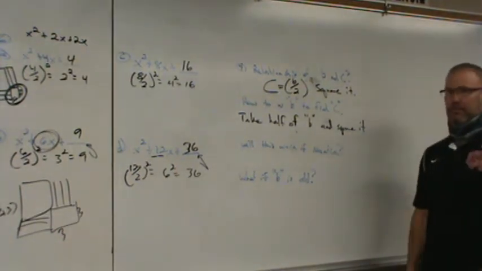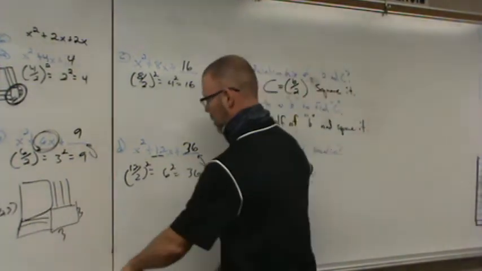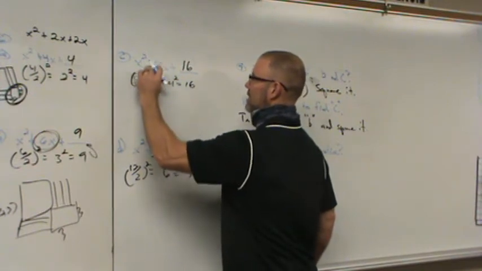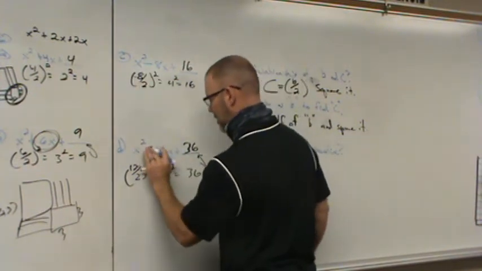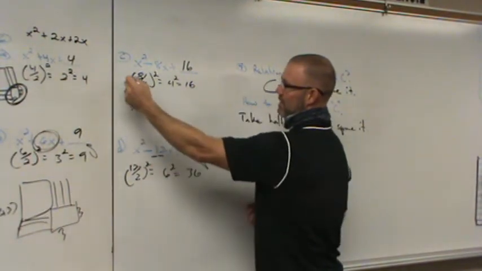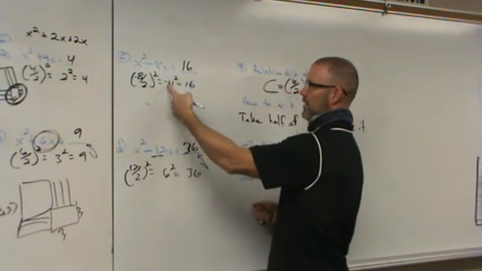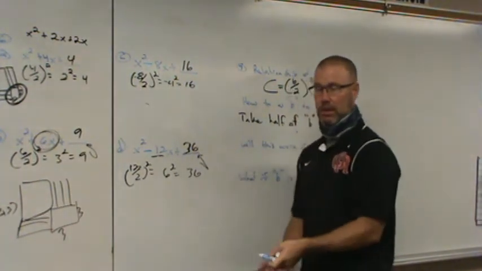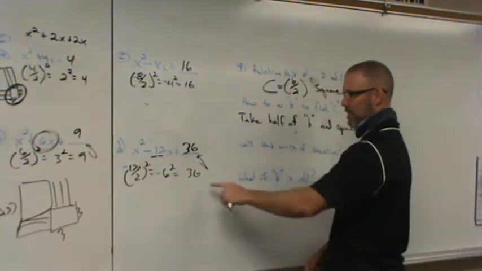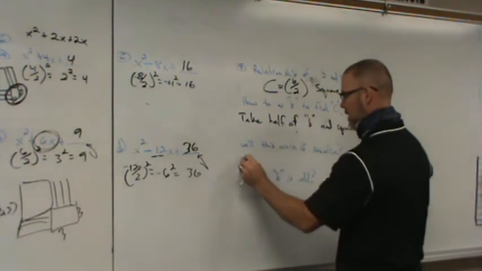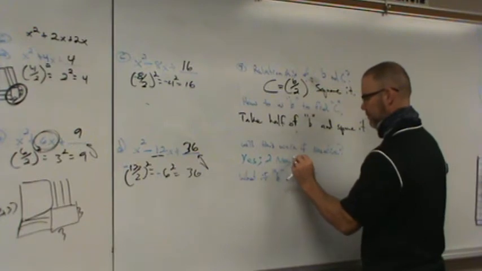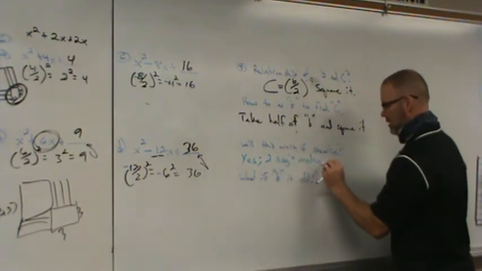Will this work if it's negative? Okay, well, will it work if it's negative? Come back over here and look at these two real quick. If I take and make this x squared minus 8, and I make this x squared minus 12, that means I'm going to take half of negative 8, which is negative 4. If I take negative 4 and square it, I get positive 16. If I take half of negative 12, I get negative 6. Negative 6 squared is positive 36. So the answer to that is yes. The reasoning is two negatives always make a positive.